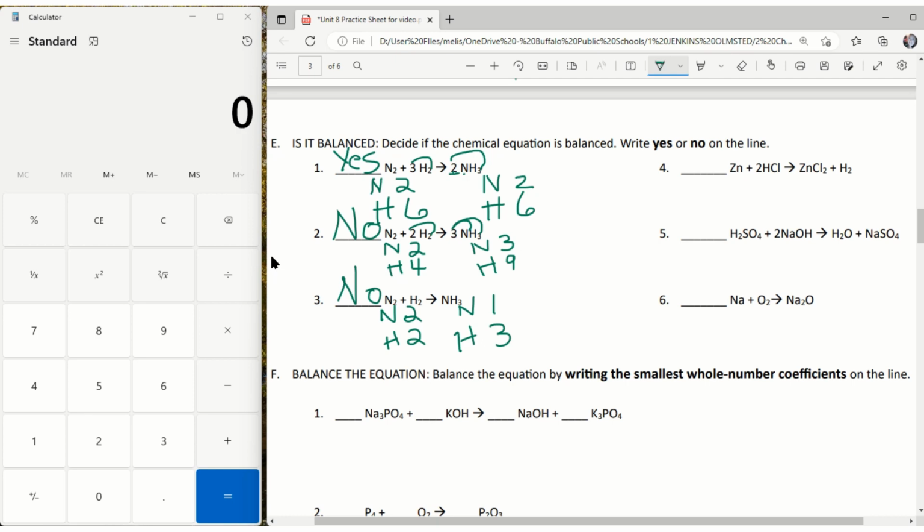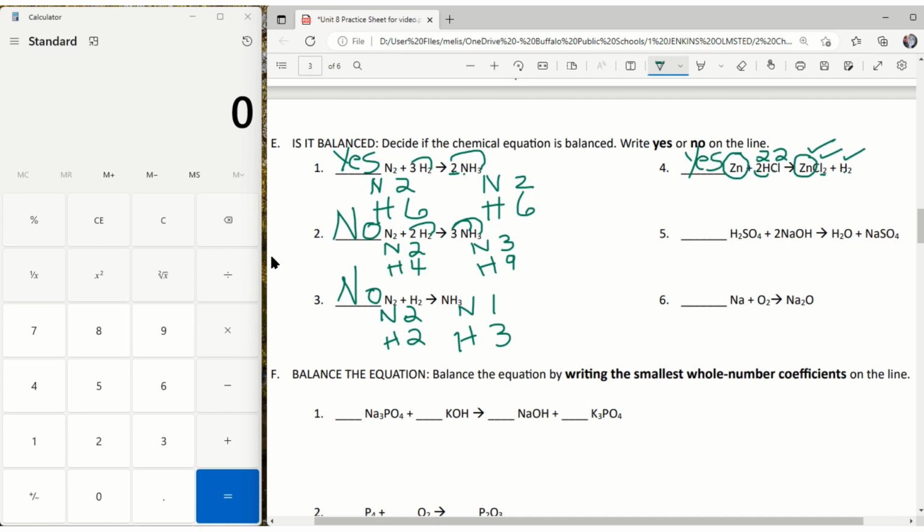Okay, so let's look at this one. Let's just go element by element. 1 zinc, 1 zinc. Check, balanced. For hydrogen, 2 times 1, so I have 2 hydrogen. On this side, I have 2 hydrogen. Check, it's balanced. Chlorine, I have 2 times 1, which is 2 chlorine. And on this side, I have 2 chlorine. Check. Well, that was everything. So yes, this one is balanced.